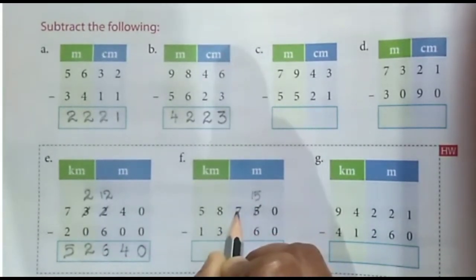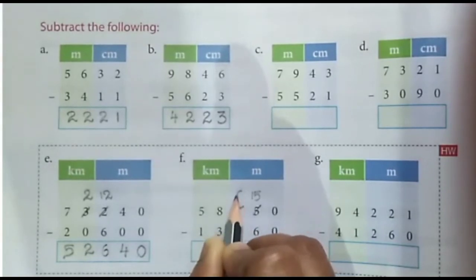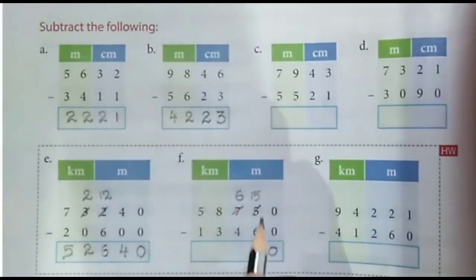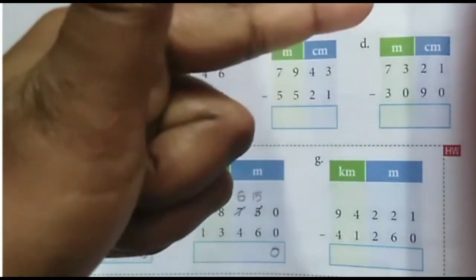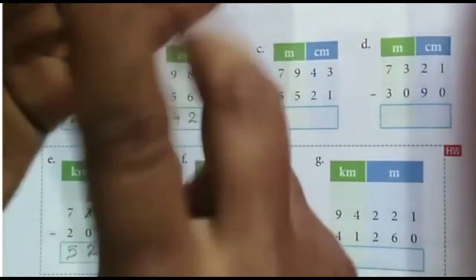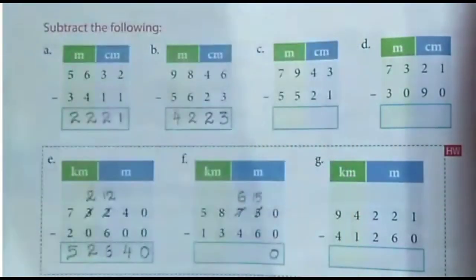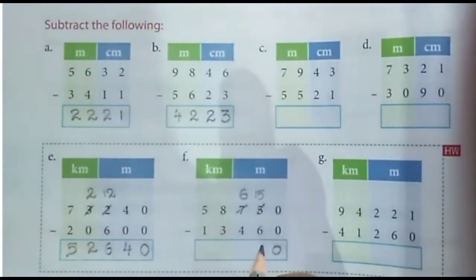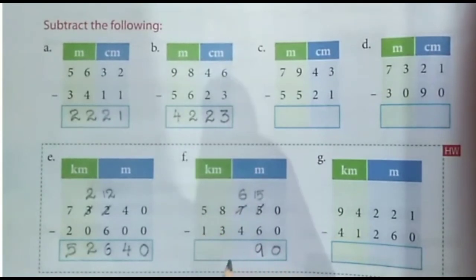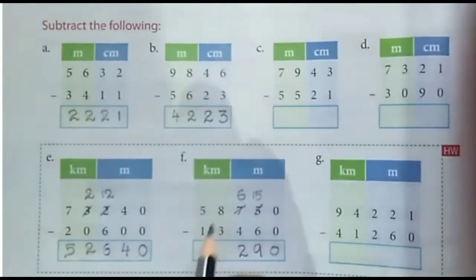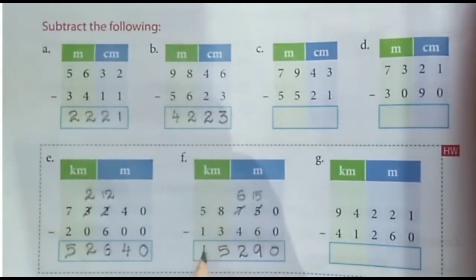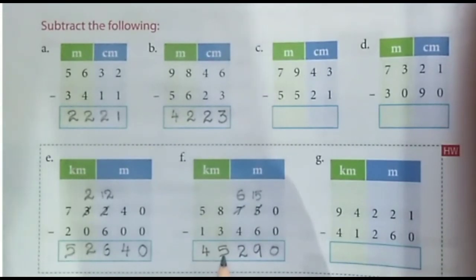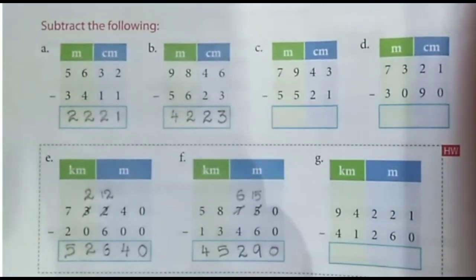Since 1 is borrowed from the number 7, 7 reduces to yes 6. Now subtract 15 minus 6. So count from 7, 8, 9, 10, 11, 12, 13, 14, 15. The answer is yes 9. Write 9. 6 minus 4, the answer is yes 2. Next is 8 minus 3. 8 minus 3, the answer is 5. And 5 minus 1, the answer is 4. So here the answer is 45 kilometers, 290 meters.